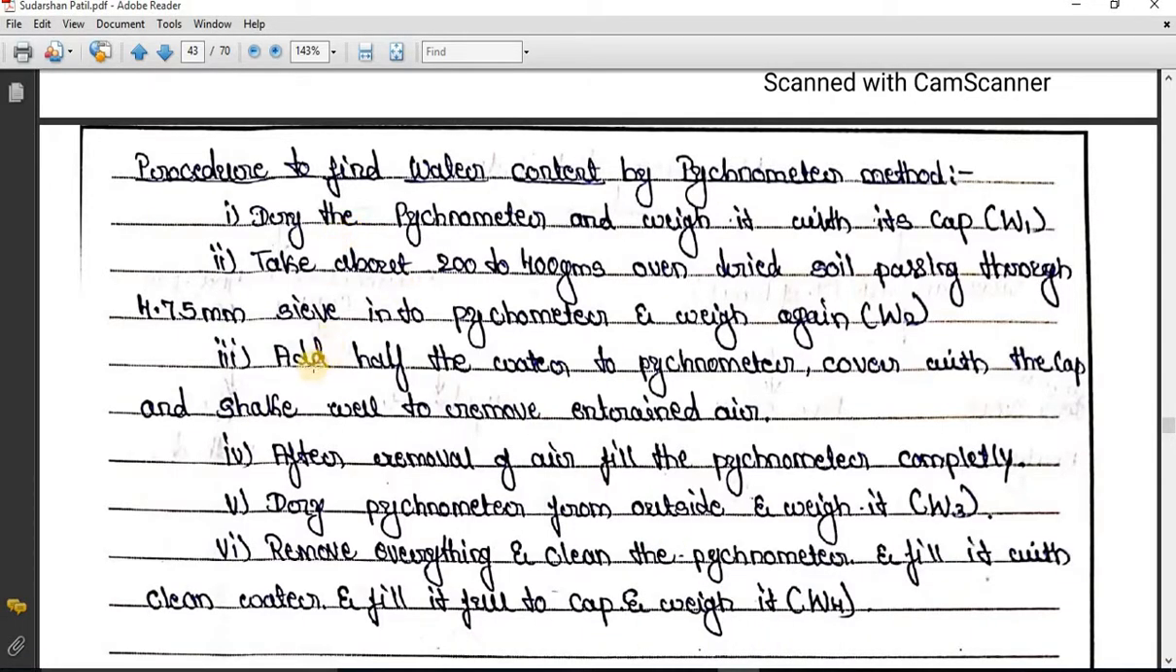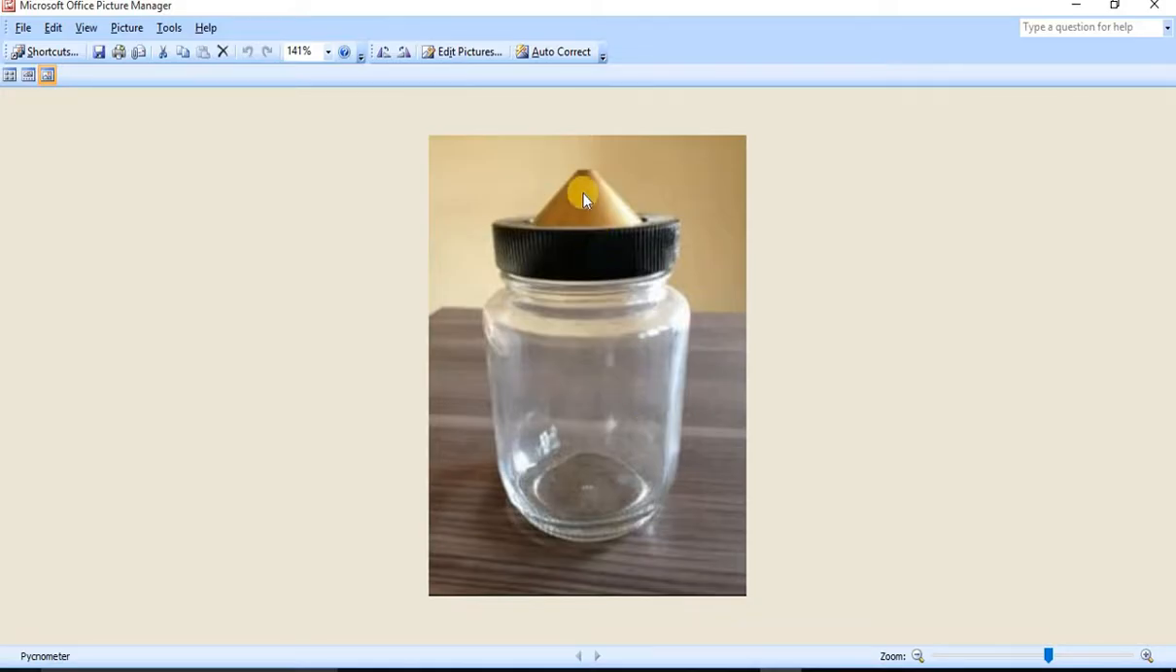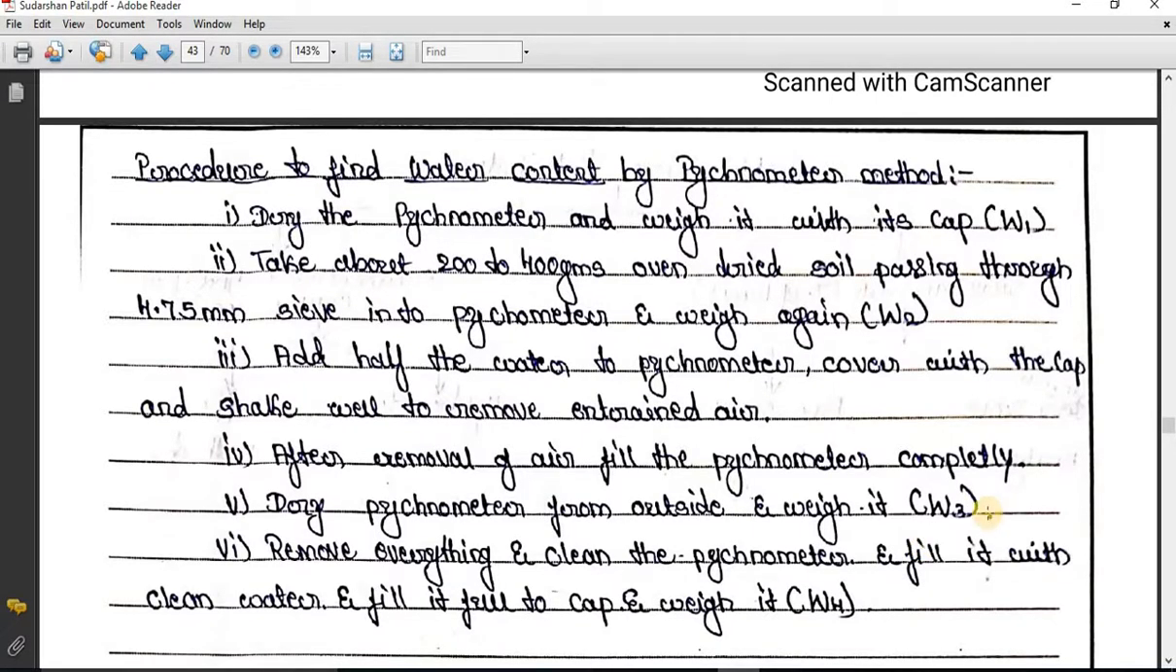Further, you can see, add half of the water to the pycnometer. Then we have to shake well to avoid the air gaps. After removal of the air, fill up the pycnometer completely and dry up the pycnometer. We have to fill up this pycnometer completely by using this particular hole. You are going to perform this experiment in the laboratories, don't worry about that. After filling it completely, we have to weigh it, and it is going to give us W3.